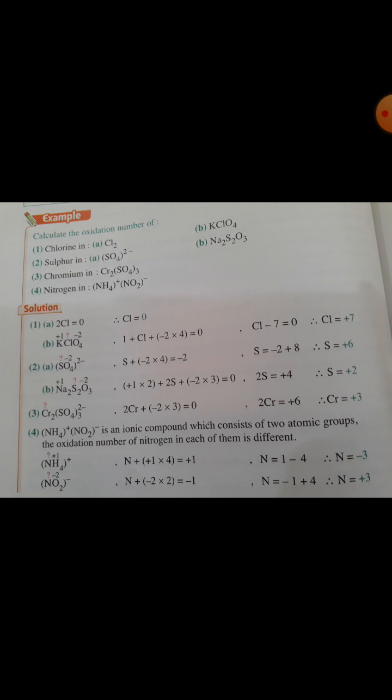Why? Number 2, we need here sulfur in sulfate atomic group. If we have an atomic group, we also write a mathematical equation, but this time it will be equal to the charge of the atomic group, like in number 2A. So here, this equation will be equal -2. And at the end, sulfur, its oxidation number equals positive 6, and so on.